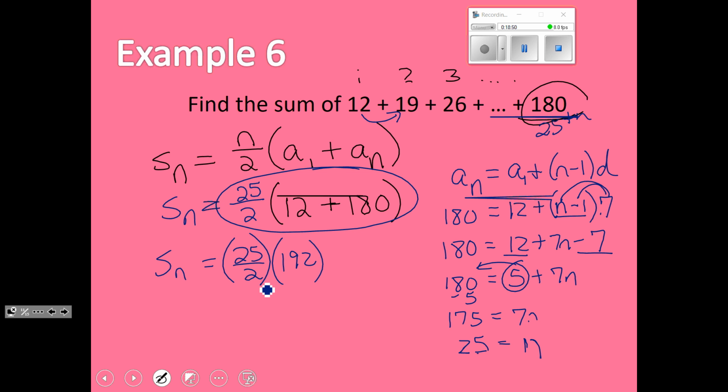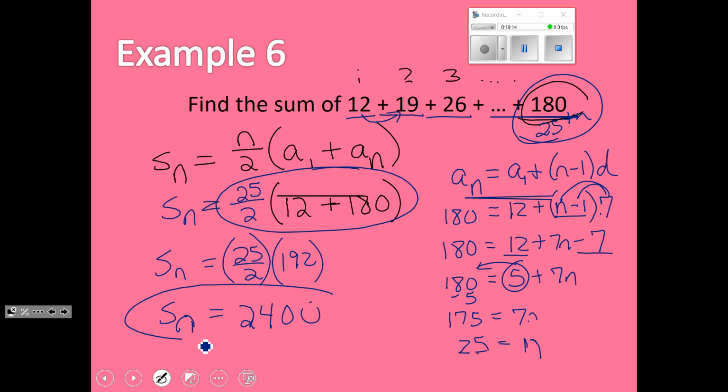And that is equal to 2,400. So what does 2,400 represent? That is the sum when I start adding 12 plus 19 plus 26 plus the 4th term plus the 5th term plus the 6th term all the way to the 25th term. What do I get when I add all those numbers together? And that is 2,400. This is called a series or a sum. When I say series, I'm talking about the sum.